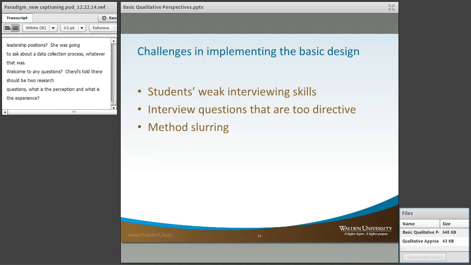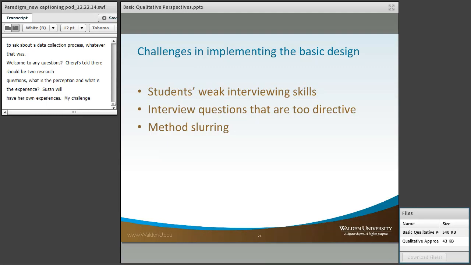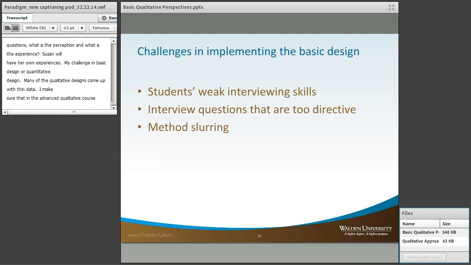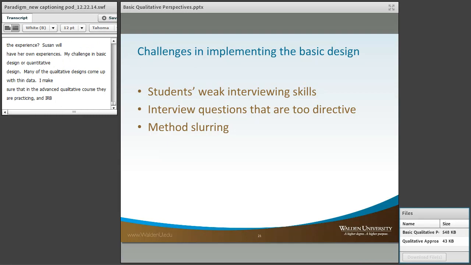So here's been, and Susan will have her own experiences, my challenges in implementing basic design or any qualitative design. Worse, if students have weak interviewing skills, many of the qualitative designs could come up with very thin data, so I make sure that in the advanced qualitative course they're practicing, and IRB has supported students doing trial interviewing with people who are not possible subjects, not data collection. I read their first 2 interviews, the transcripts. I coach them on doing a better job with interviewing. So I do my best to get over that no matter what the design.